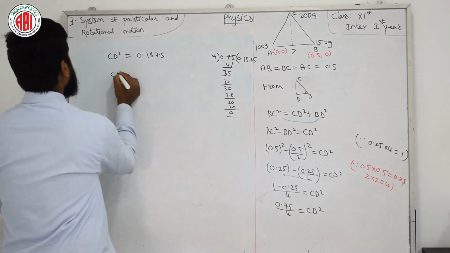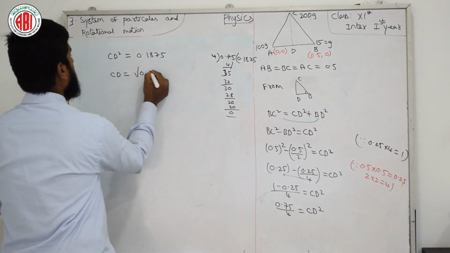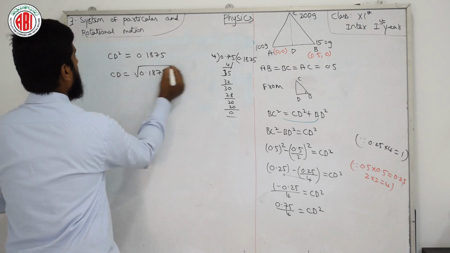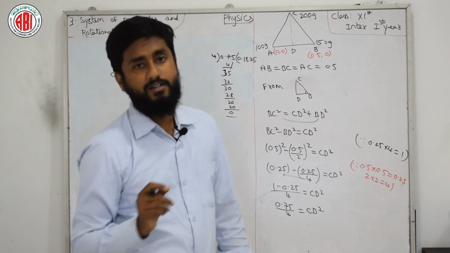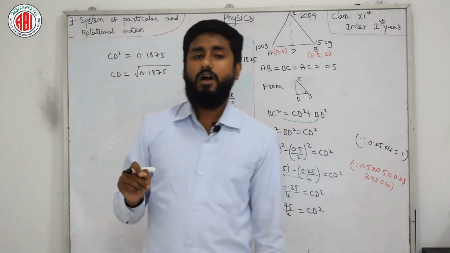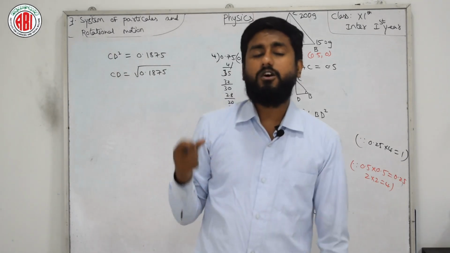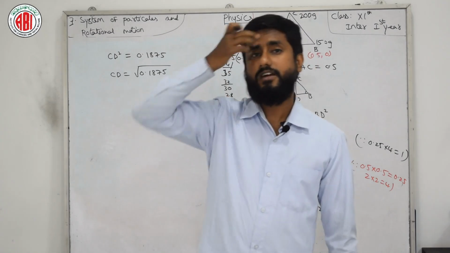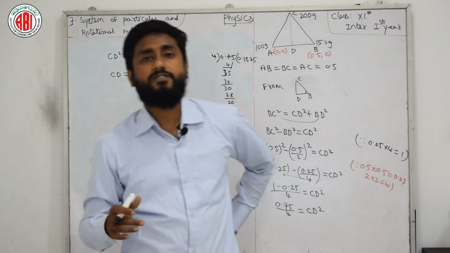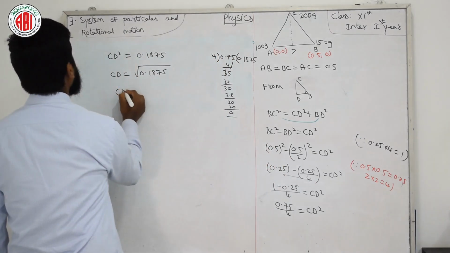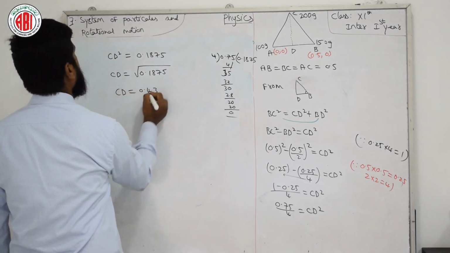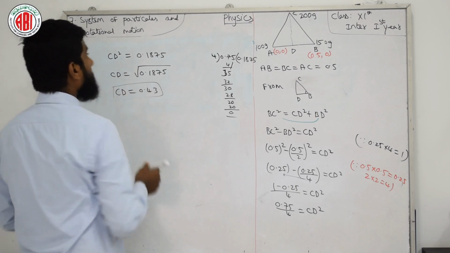Now CD is equal to the square root of 0.1875. This you need to remember, intermediate first year students: you have to find the square root of 0.1875, and we have one method of square root finding. As of now you can remember this value: CD is nothing but 0.43. Now we got the value of CD.